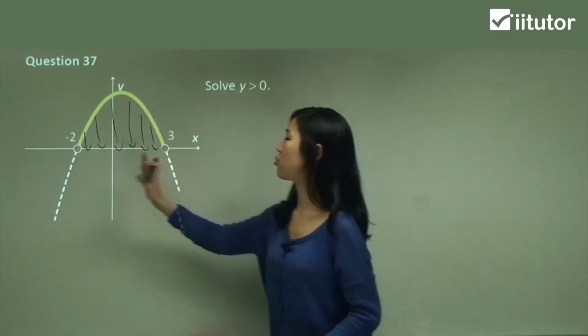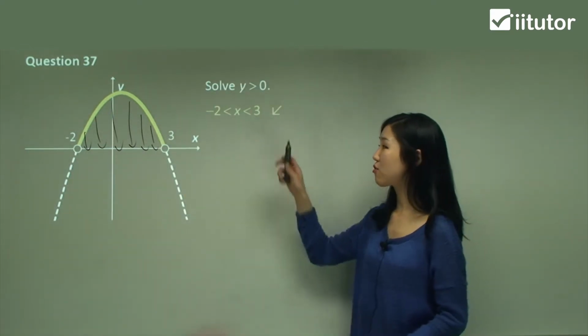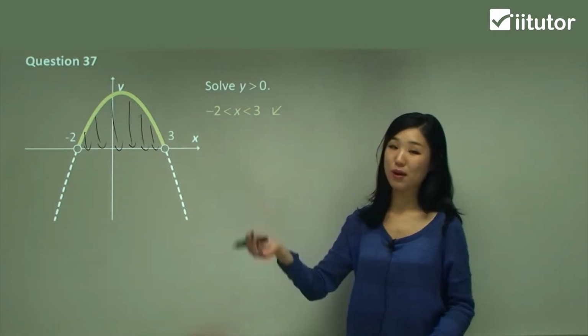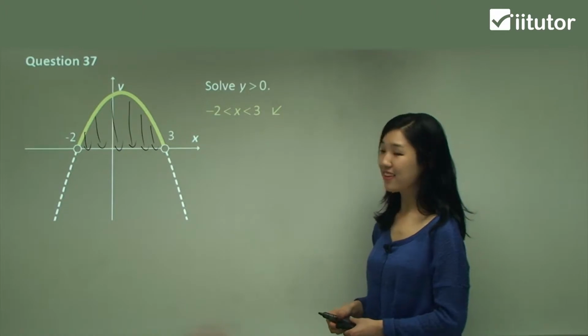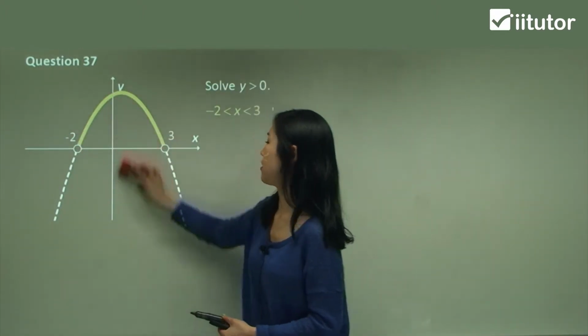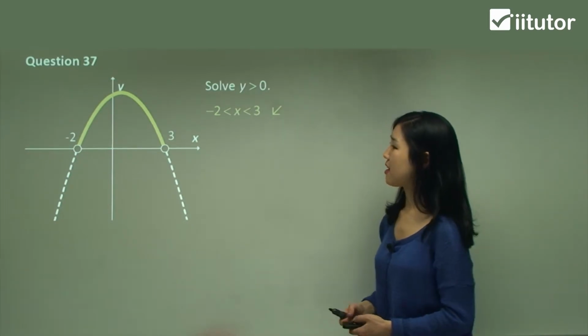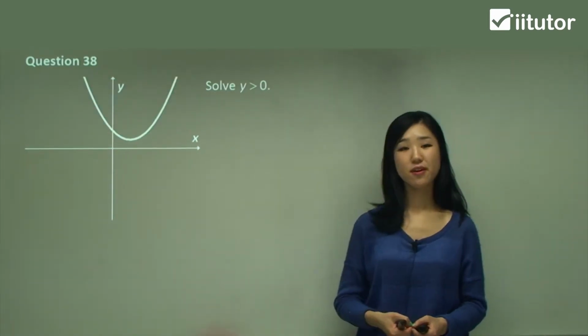So it's going to be between negative 2 and 3, just like that. So x is greater than negative 2, but less than 3. And make sure you don't keep that equal to sign, okay? And that's it. So as long as you have the graph, it's pretty straightforward. That's 37. 38, solve y is greater than 0.